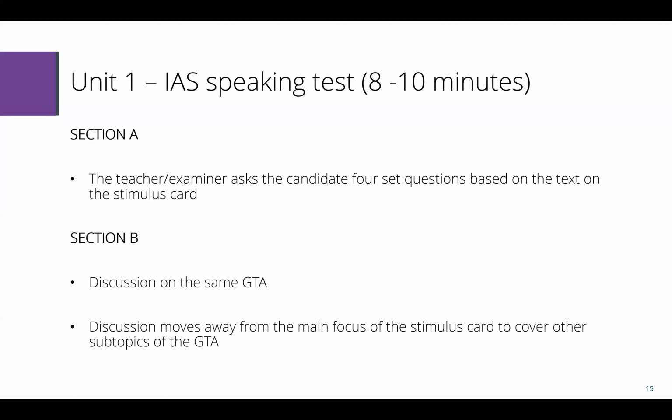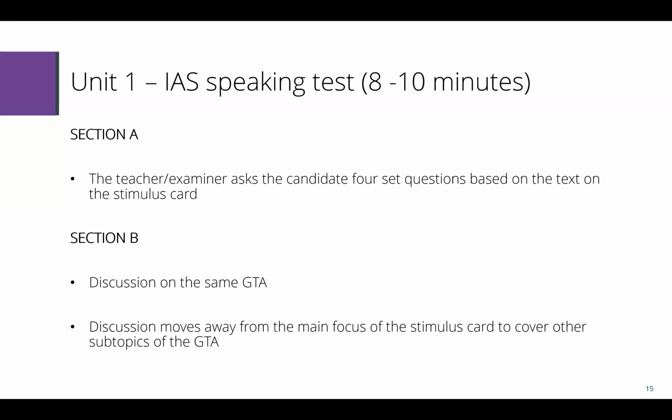What is important is that if your candidate doesn't take 4 to 5 minutes in section A, you can then spend longer on section B, because the test should last between 8 and 10 minutes.